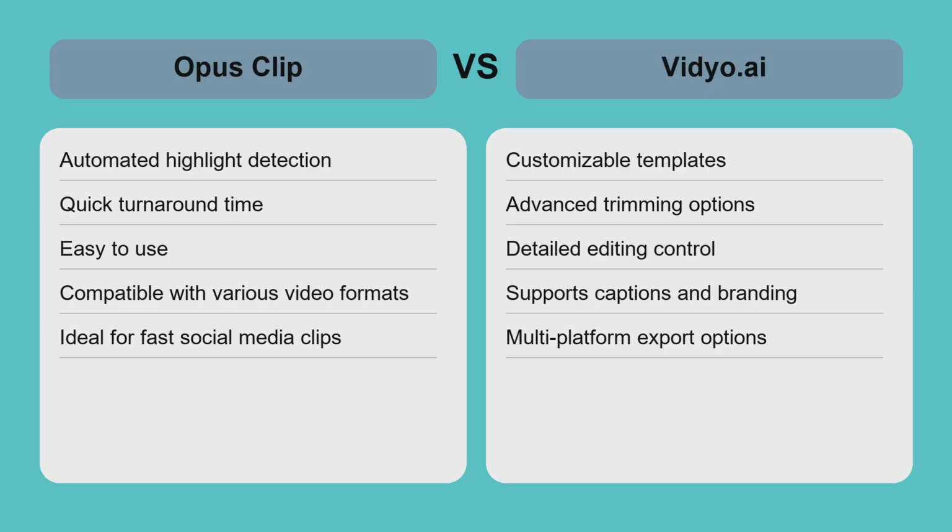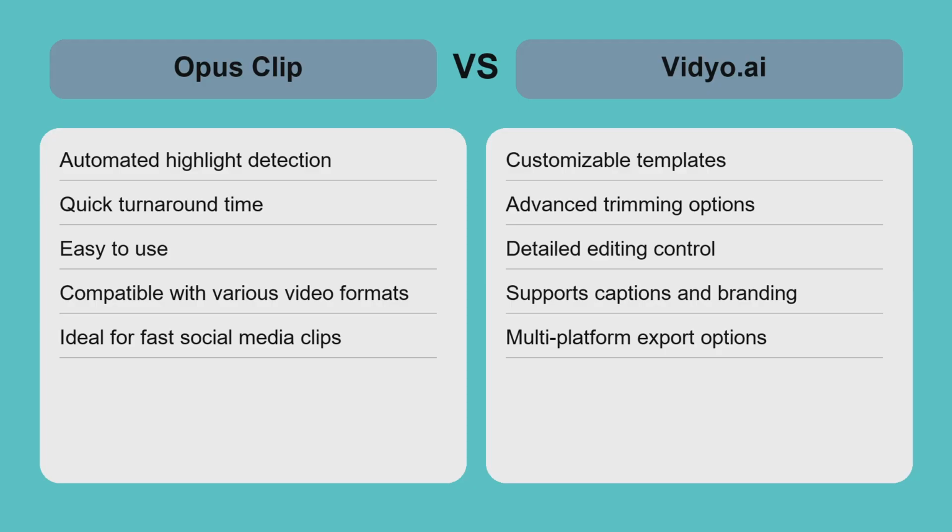Opus Clip is perfect for quick, hands-off highlight generation, ideal for creators needing fast social media clips without detailed edits. Video offers more editing flexibility, allowing users to refine clips, add captions, and apply branding, which suits marketers and professionals aiming for polished platform-specific content.